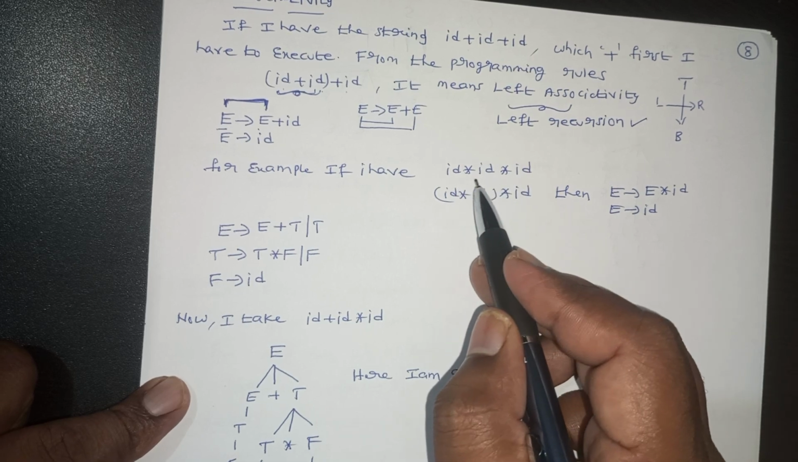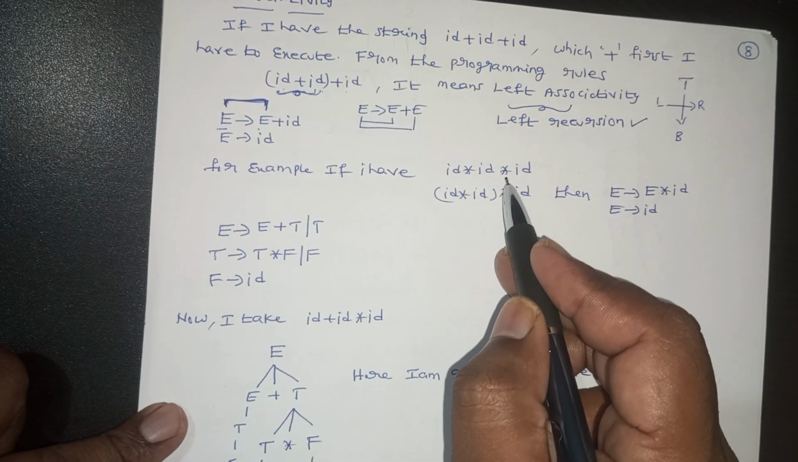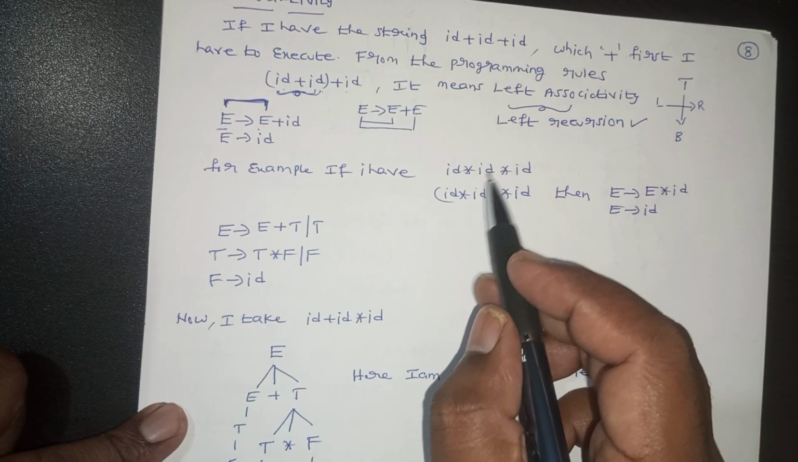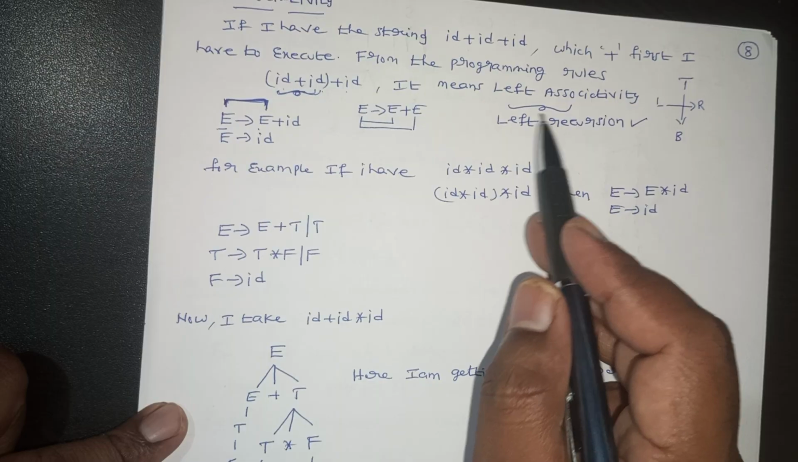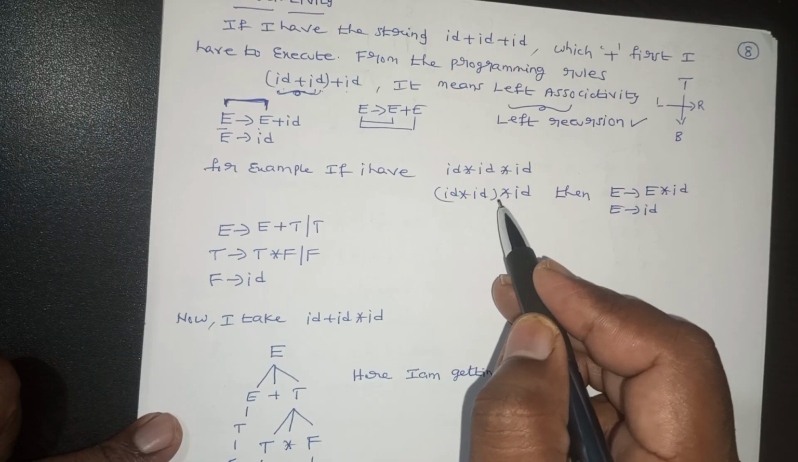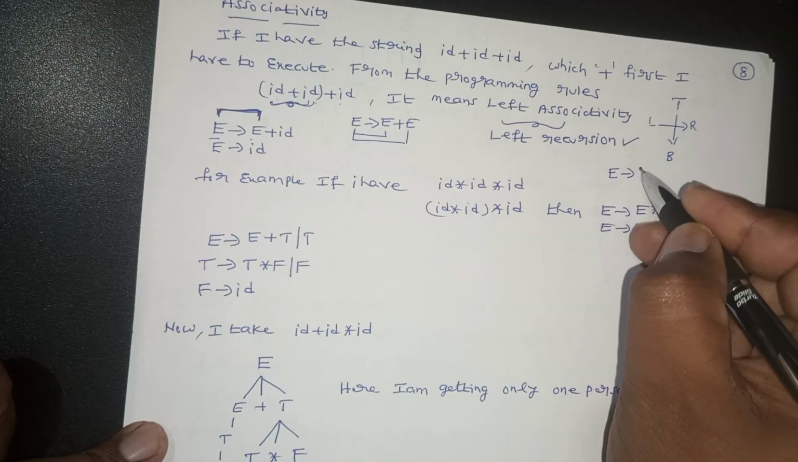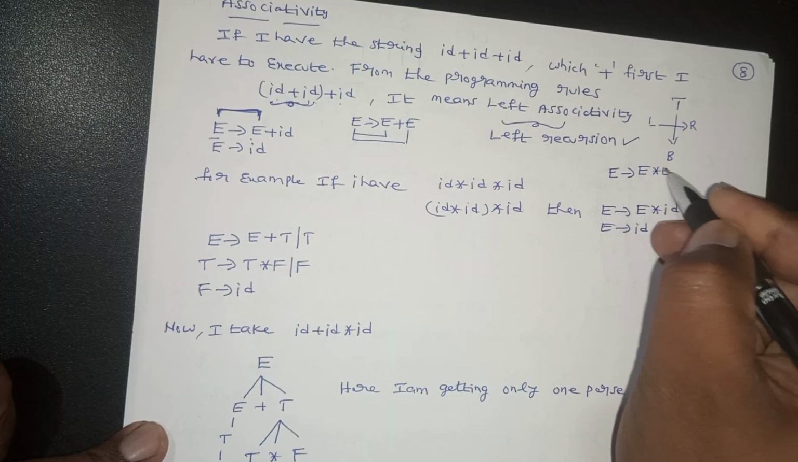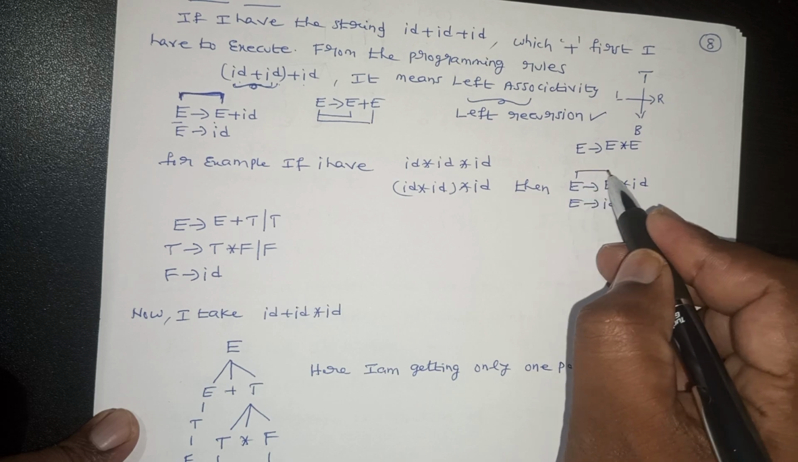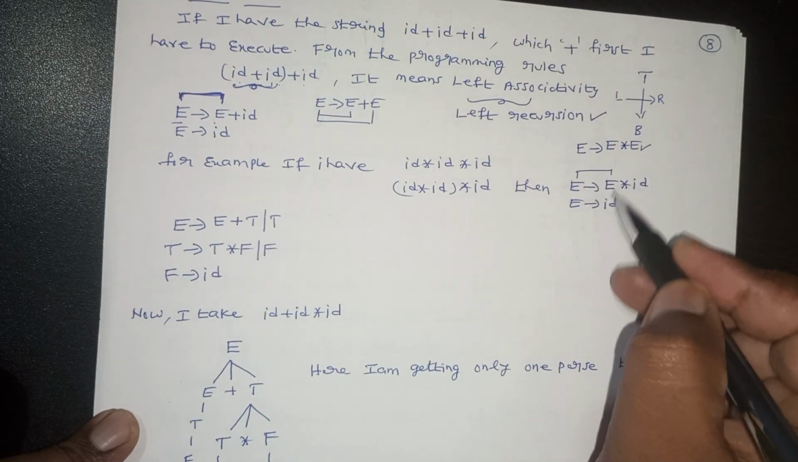Okay, so id star id. Then you tell star and star having the same priority. Yes. So what you have to execute? You have to go for the associativity rule, the left associativity rule. It means what? You update, so I'm writing here E tends to E star E, to this production. Then this is the left recursion. Why? Because from the left associativity rule I am updating this.